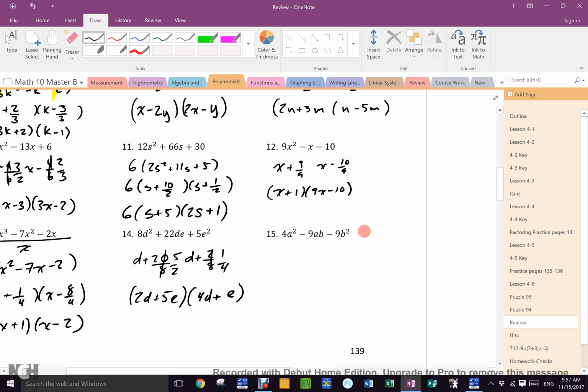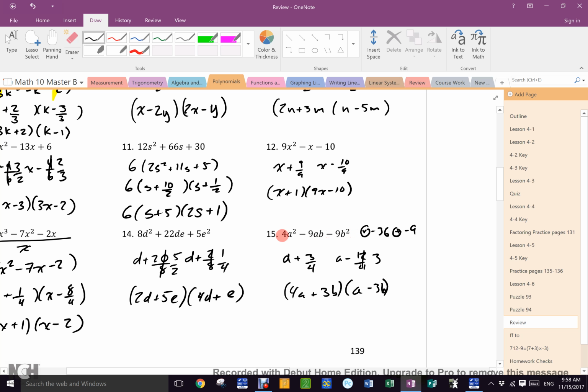Okay. So you got to multiply to negative 36 and add to negative 9. What is it? Right. A plus 3 over 4 and a minus 12 over 4. 4a plus 3b, right? And 3, yeah? A minus 3. Works. Yeah, a minus 3b, of course.